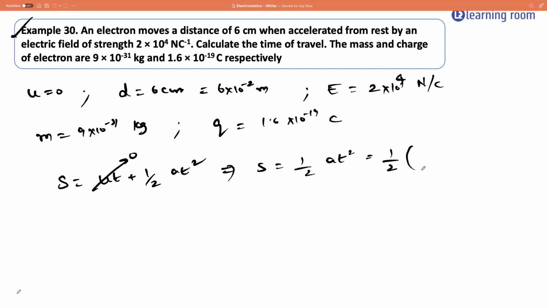So half into what is the value of a? We know that QE is equal to ma. So a will be equal to QE divided by m. So QE divided by m into t square. So all the parameters are known in the question. So what is the distance?